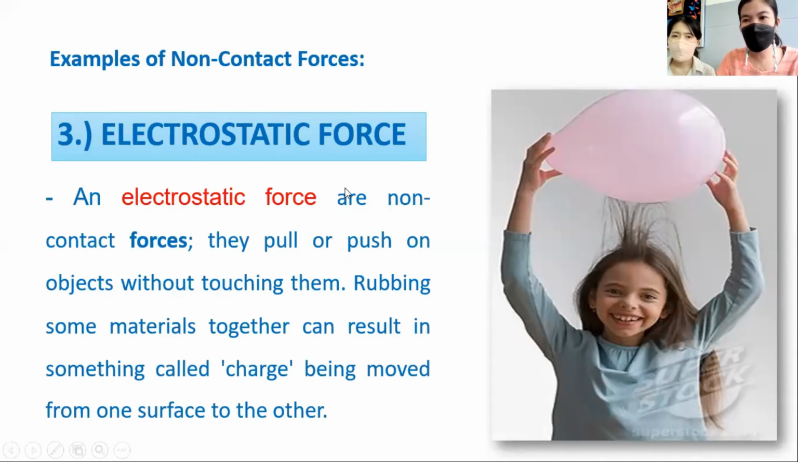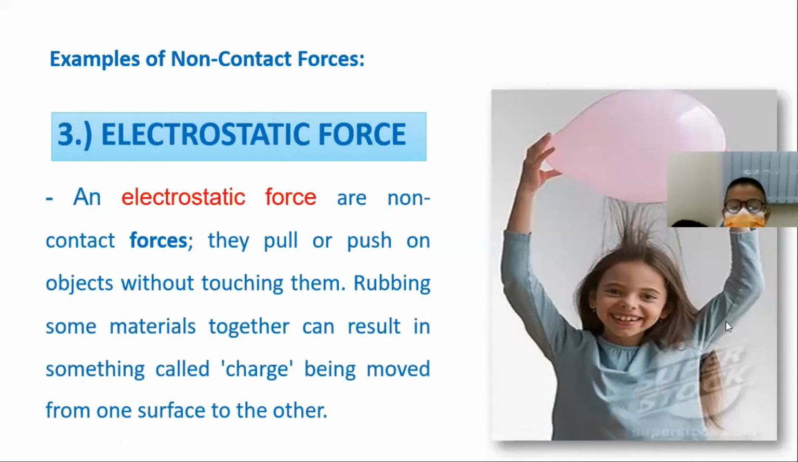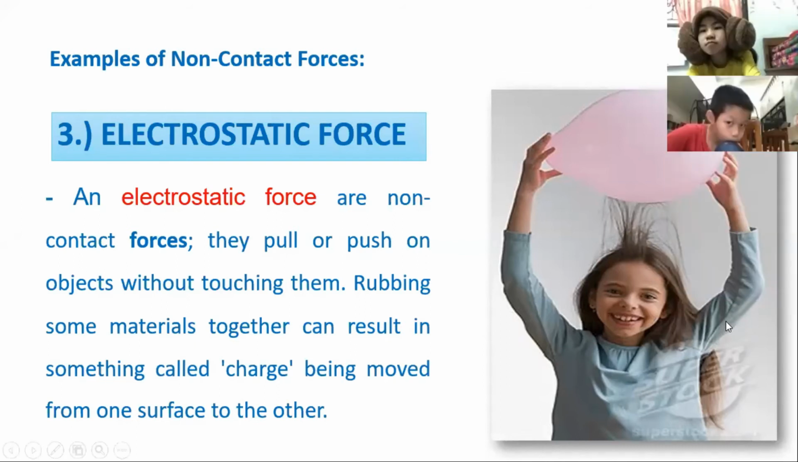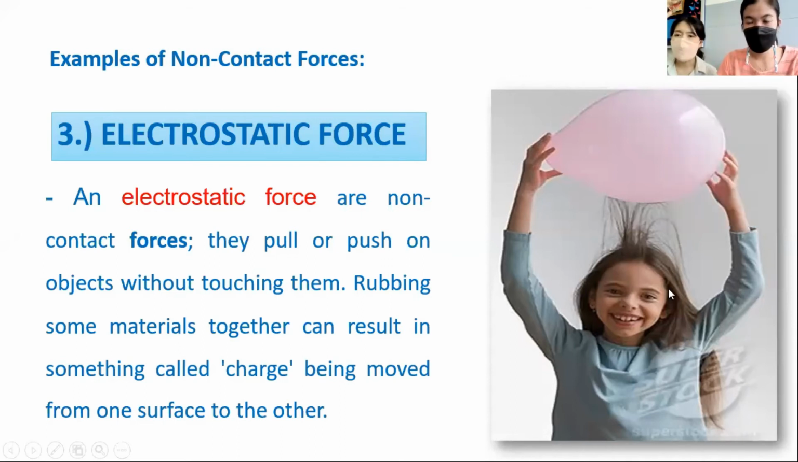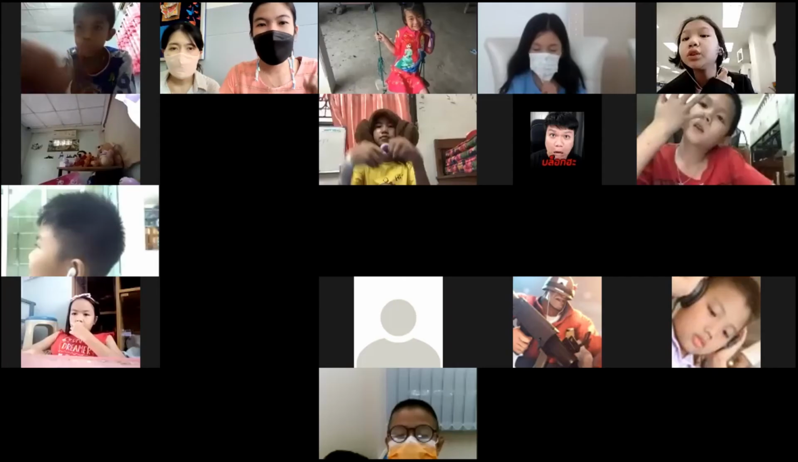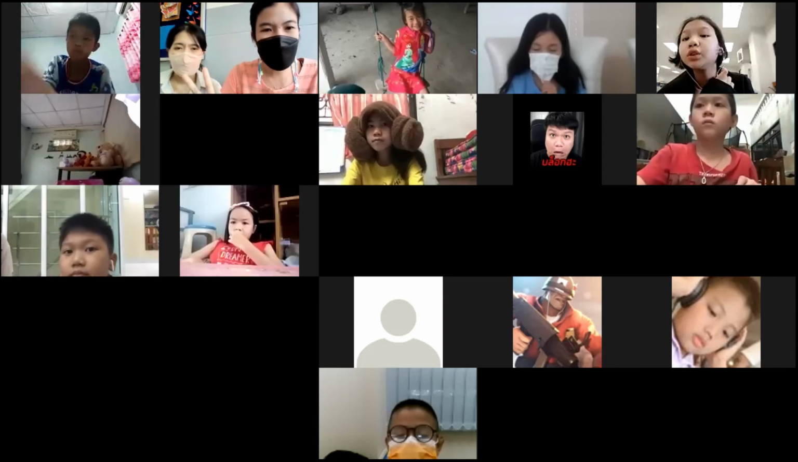Electrostatic force is caused by the transfer of charge between the hair and the balloon. Okay, so we have 3 examples of non-contact force: gravity, magnetic force, and electrostatic force. Any questions about the different types of forces?